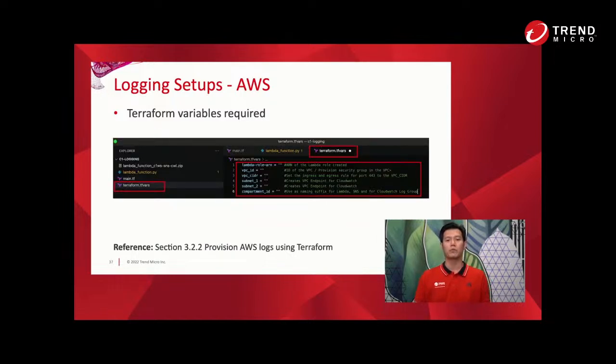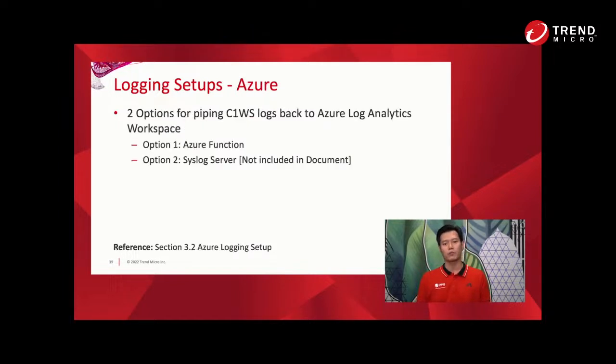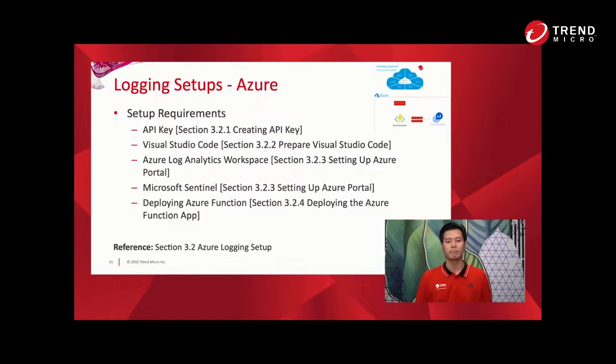This is how the actual script looks like. After setting up the scripts, remember to do a test to make sure the SNS topic works. Now we will move into Azure. This is how the Azure function works in terms of piping logs. These are the variables that are required as part of the Azure logging setup.